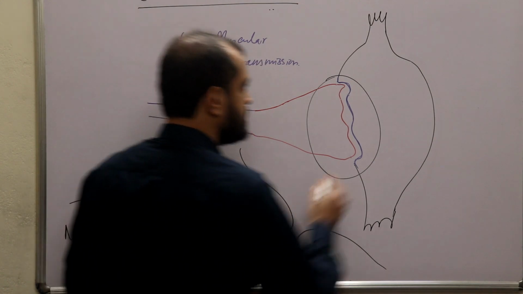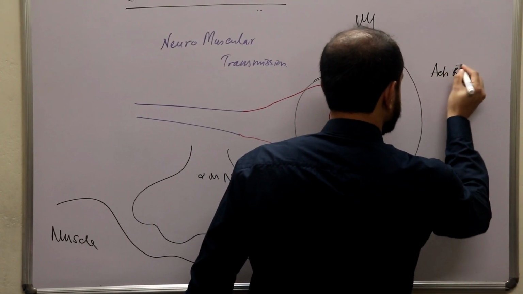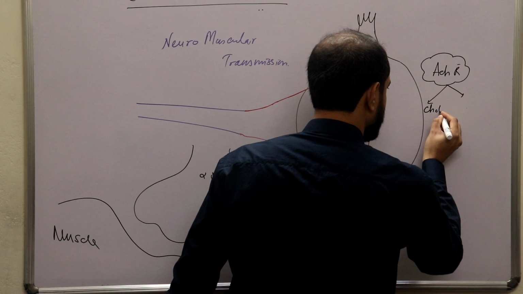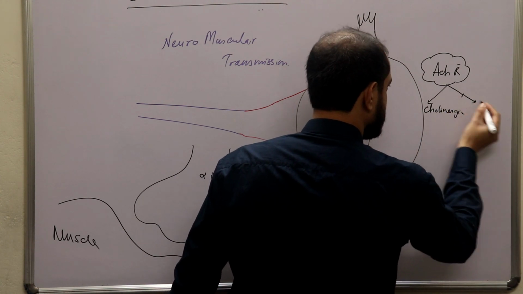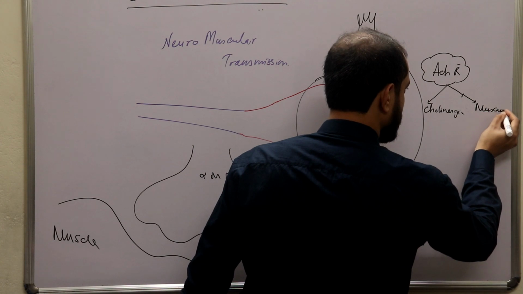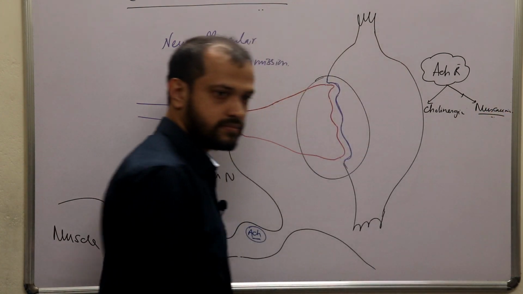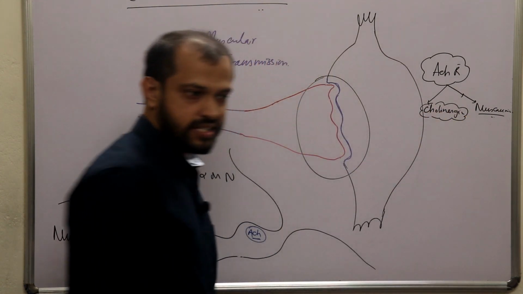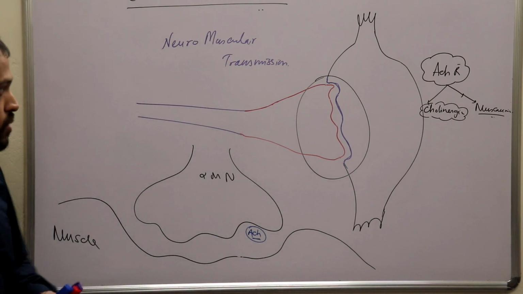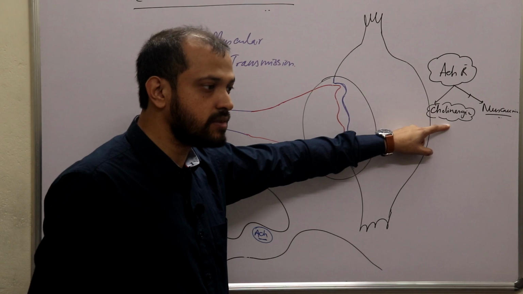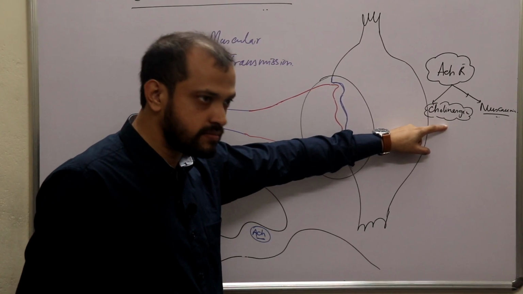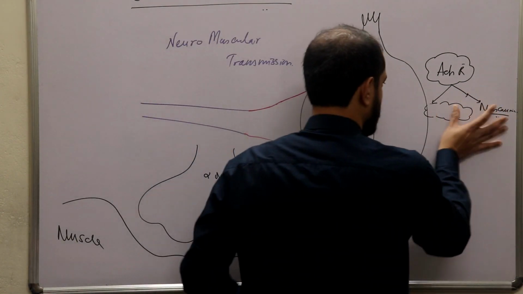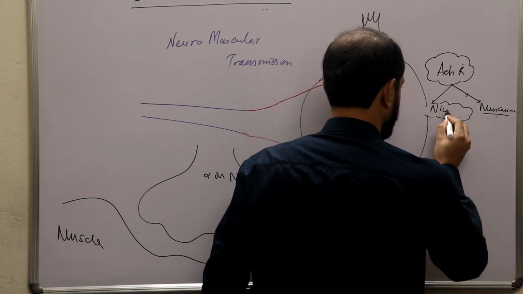Acetylcholine has two types of receptor. One is cholinergic, another is muscarinic. Why are they called cholinergic receptors? Because they are stimulated by acetylcholine. Sorry, nicotinic, sorry.